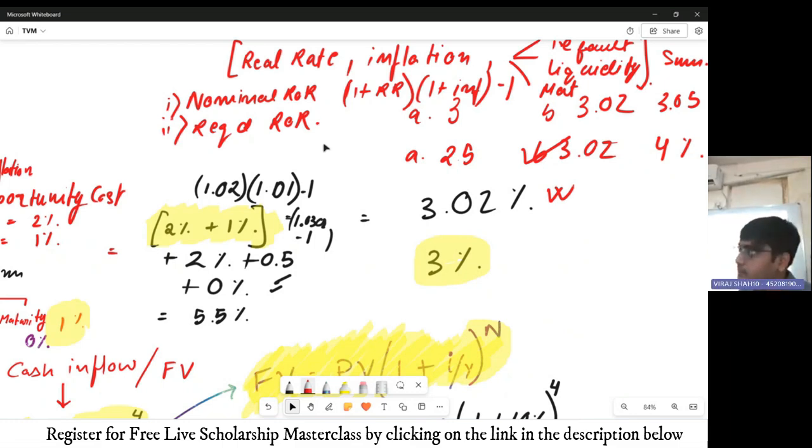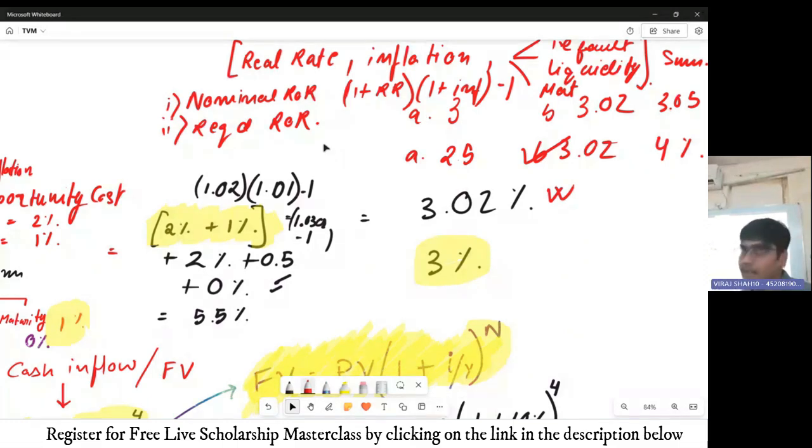given your risk-free real rate is 2%, inflation is 1%, default risk premium is 0.5%, liquidity risk premium is 2%, and the money is being given out for a very short period of time.